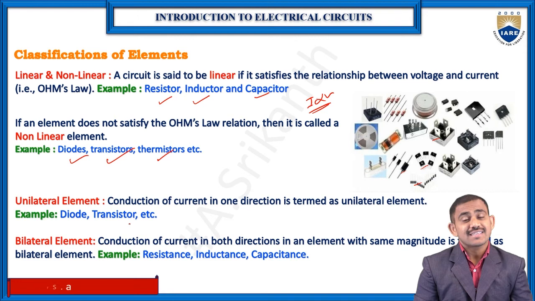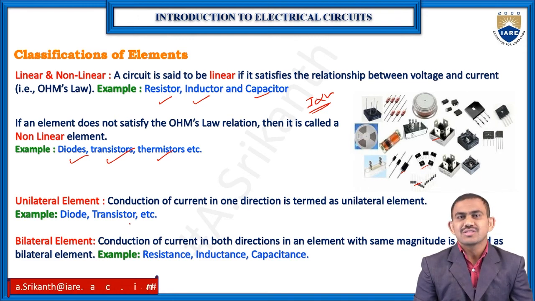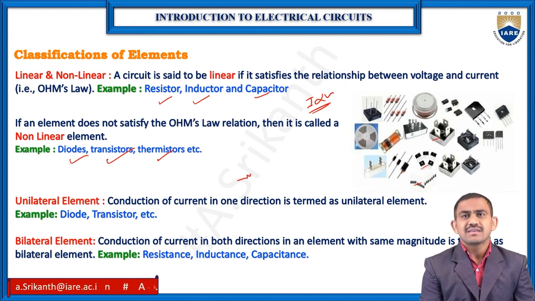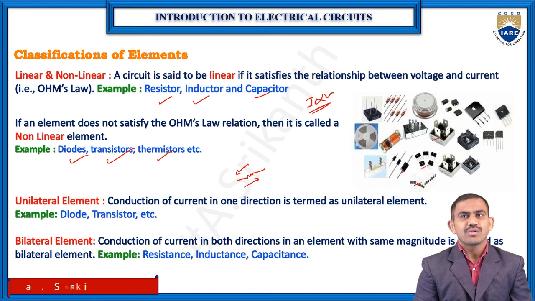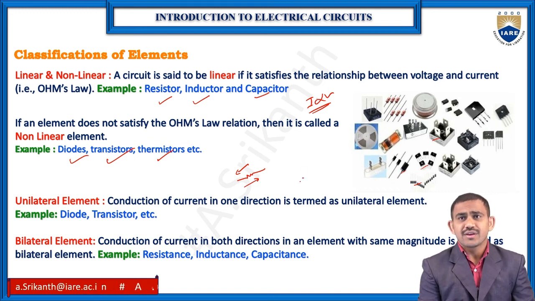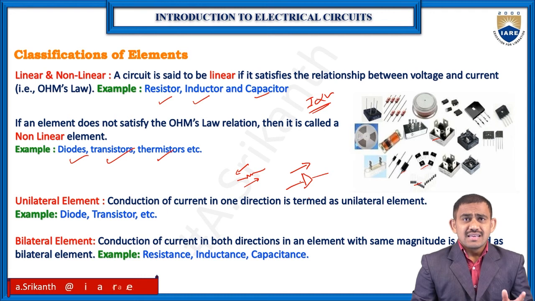So, only one direction current flow elements. And the same thing, resistor, inductor, and capacitor, those are bilateral, so the current flows both sides. If I have a resistor, the current flows in both directions. You can connect any side, no problem. Coming to a diode, you can connect only one side, because diodes have only one current direction. So these are the linear, non-linear, unilateral, bilateral elements.